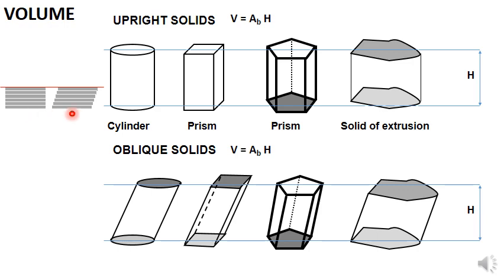So it means regardless of the orientation of the solid, as long as the cross-sectional area of the solid is still the same, the volume will be the same. We may also compute the volume of this oblique solid using another formula.